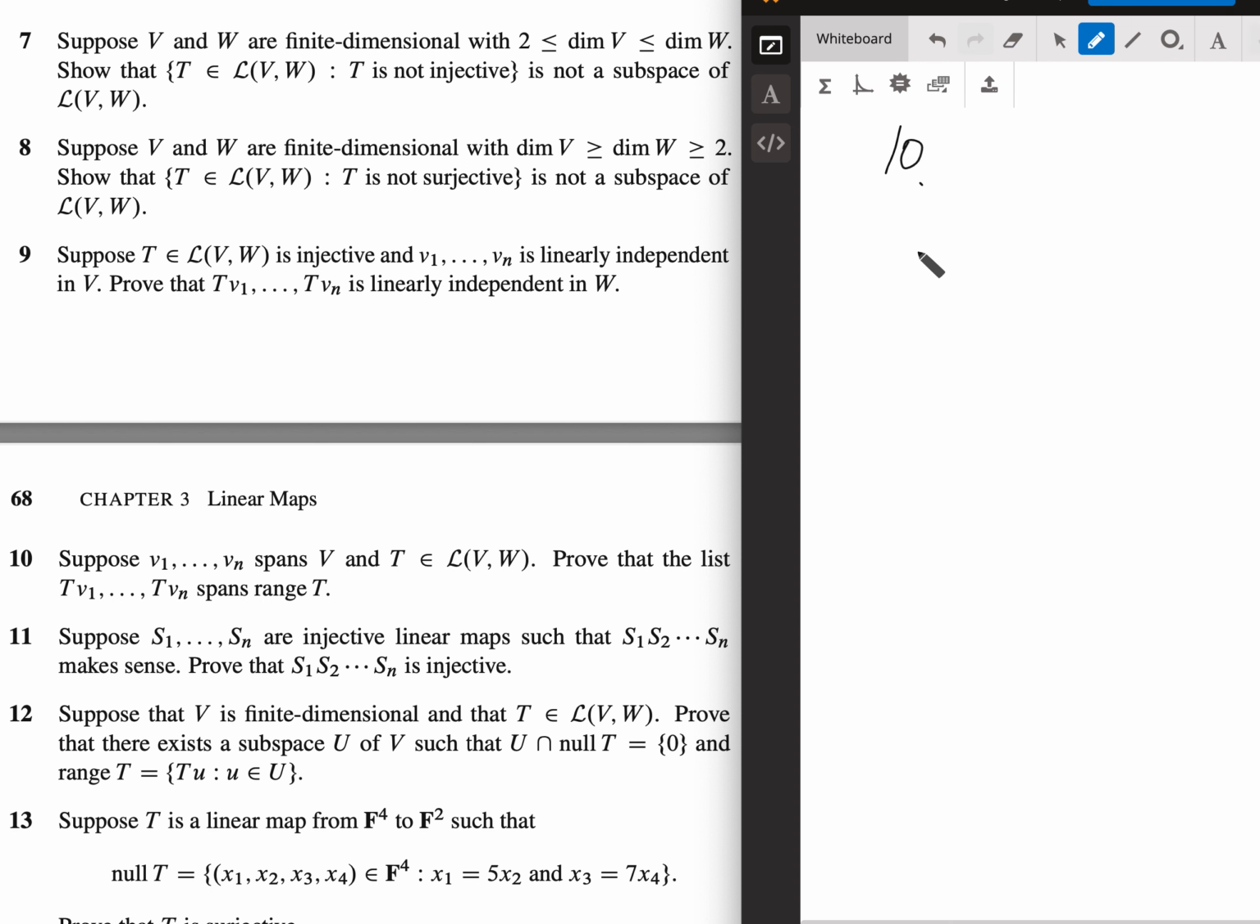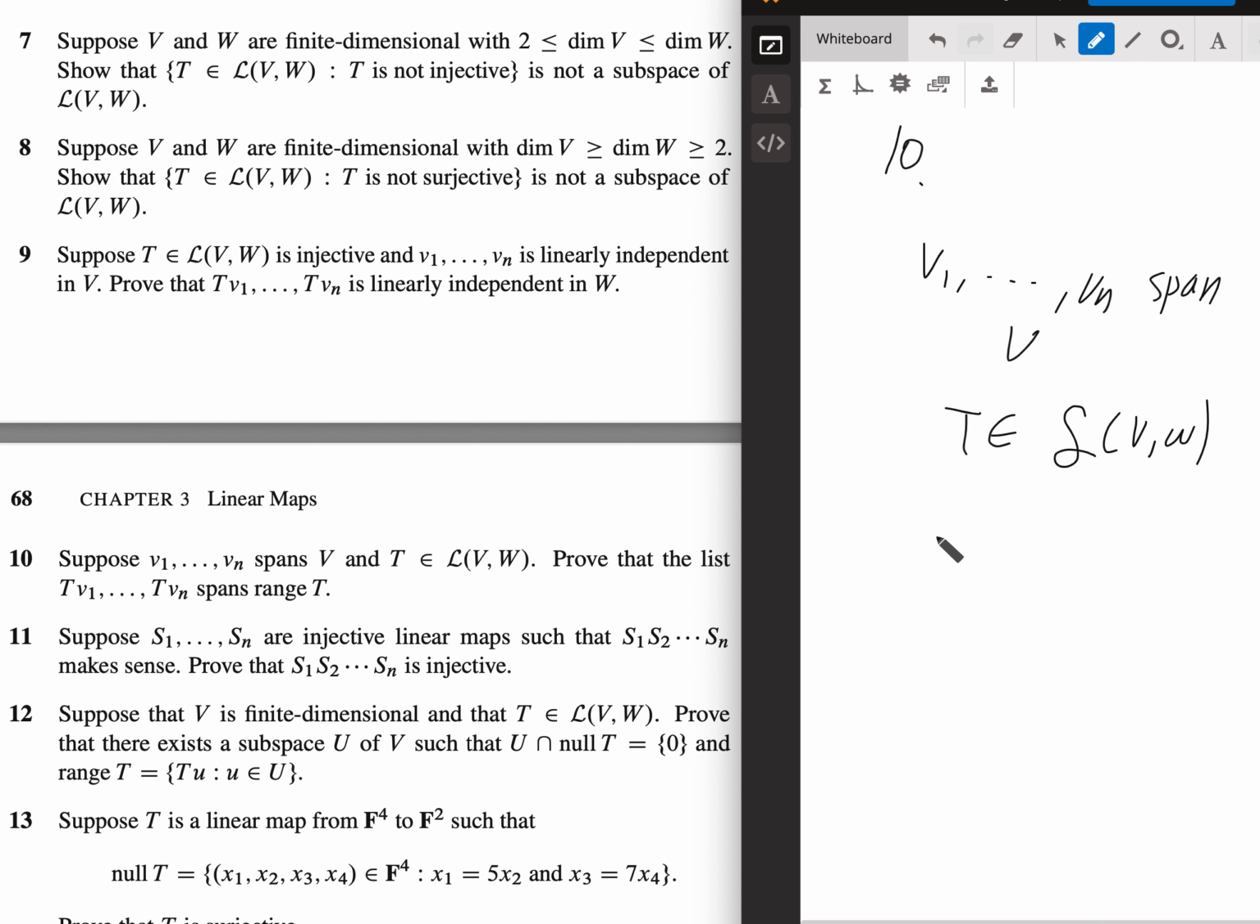Question 10. Suppose that V1 through Vn span V, and T is in the set of all linear transformations from V to W. Prove that the list TV1 through TVn spans range T. I think this is not so bad.